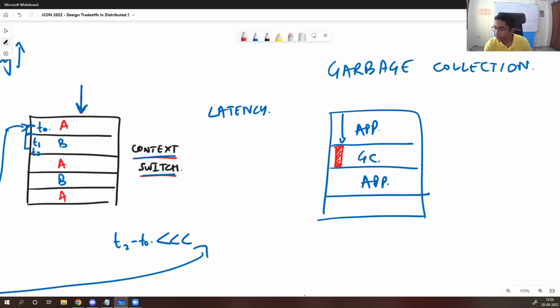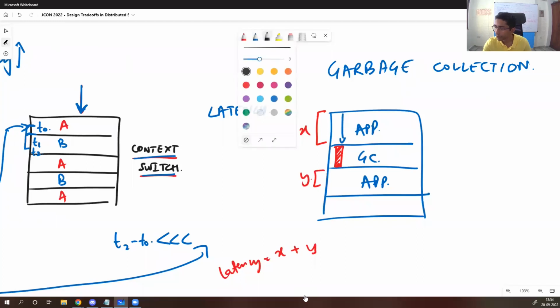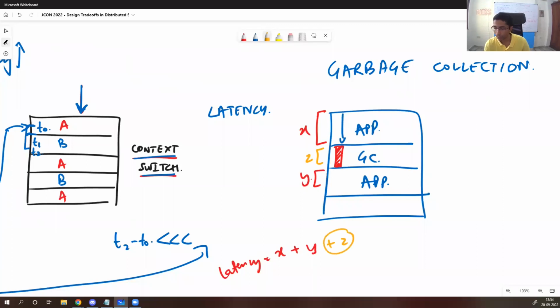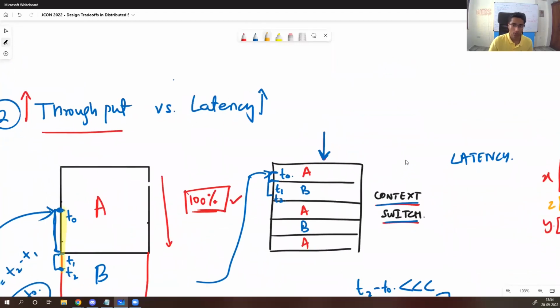So overall, your latency, instead of being X plus Y, so this is latency, instead it becomes plus Z. For no fault of your own, it becomes plus Z. Okay. So what you want is you want to run your garbage collector concurrently with your application. But the more you do that, your throughput goes down. So it costs you more resources.